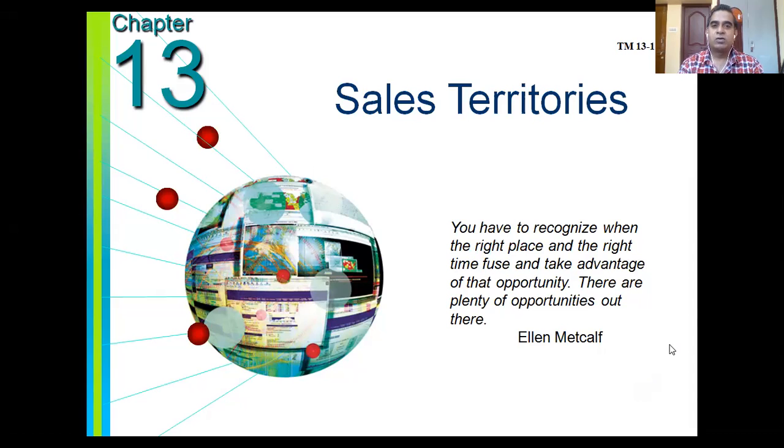Okay. So we have understood that sales territories are nothing but geographical areas, and each of the geographical areas will have present and potential customers. They will have some potential for sales. And these territories are allocated to sales representatives, within which the sales representatives have to work, meet the present and potential customers, and generate sales.